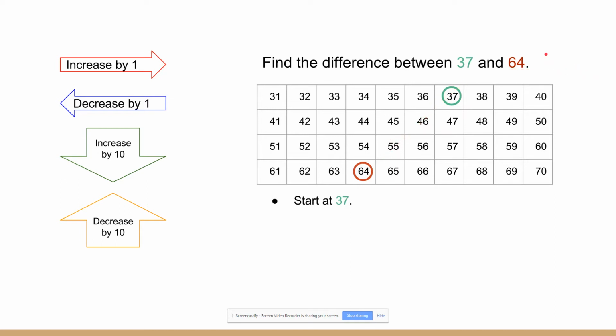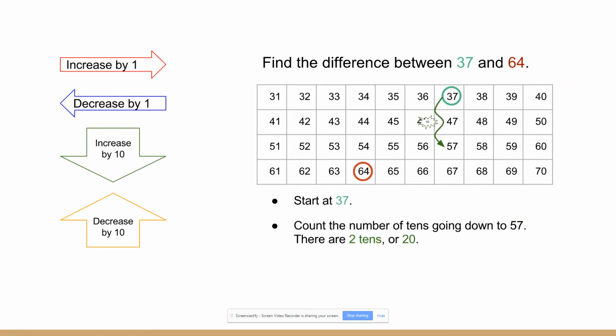So first I'm going to start with the 10s. Count the number of 10s going down from 37 down to 57. I don't want to go to 67 because that would be too far. That 67 is greater than 64. So I just want to go to here and then count on by ones. So I wrote here that there are 2 10s or 20, but let's see. 10, 20. Now I'm sitting on 57.